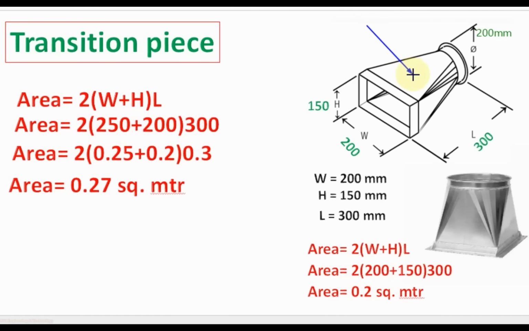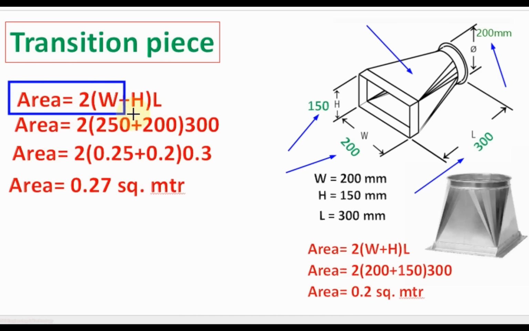This is a transition piece having height 150 mm, width 200 mm and length 300 mm, and the other side is round with diameter 200 mm. Now we'll calculate the area for it. To calculate the area for transition piece, we have the formula area equal to 2 times (width plus height) into L, and all four corners have joints, so we will add 50 mm to each dimension.